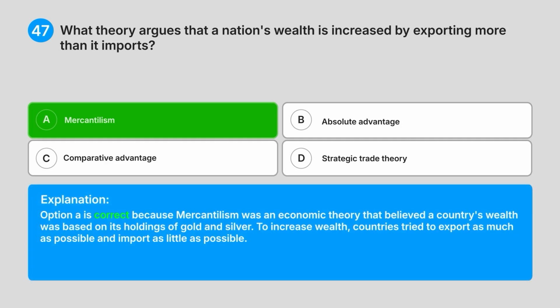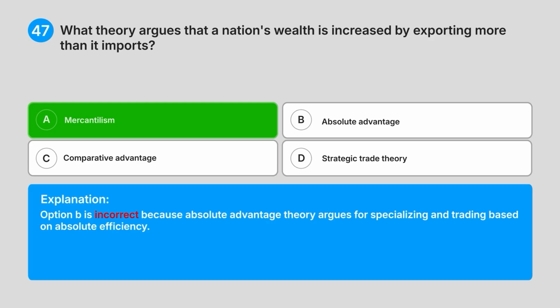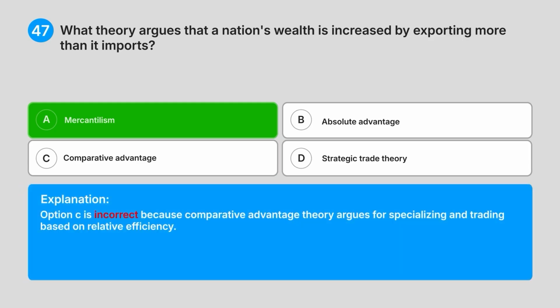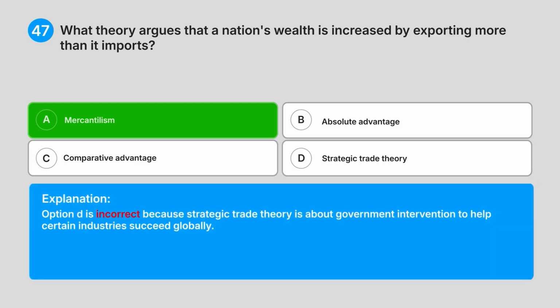Explanation: option A is correct because mercantilism was an economic theory that believed a country's wealth was based on its holdings of gold and silver. To increase wealth, countries tried to export as much as possible and import as little as possible. Option B is incorrect because absolute advantage theory argues for specializing and trading based on absolute efficiency. Option C is incorrect because comparative advantage theory argues for specializing and trading based on relative efficiency. Option D is incorrect because strategic trade theory is about government intervention to help certain industries succeed globally.